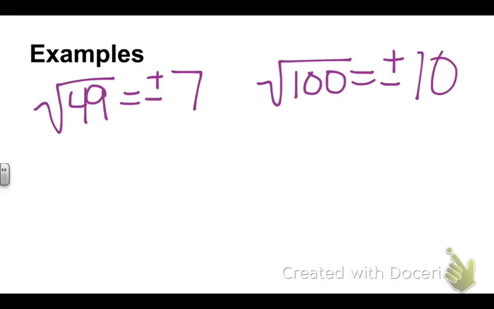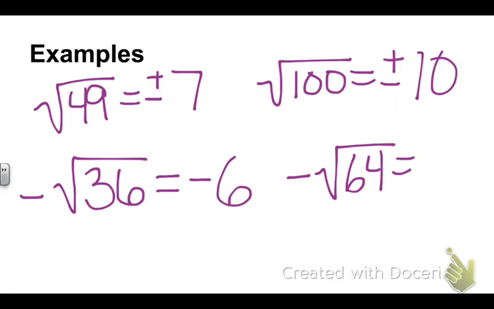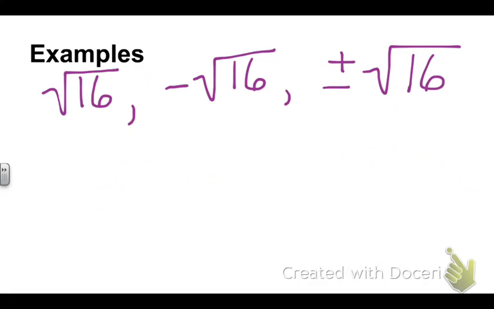Now, earlier I had said be careful of the signs. This is what I'm talking about. Something like this. What's the opposite of the square root of 36? That's going to give you negative 6. What's the opposite of the square root of 64? That's going to give you negative 8. So you've got to be mindful of those signs that come before the number.